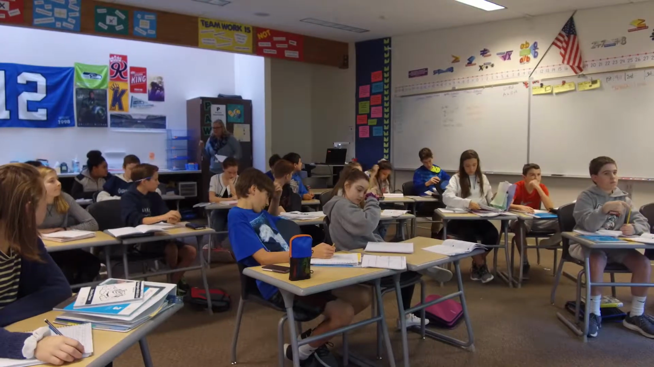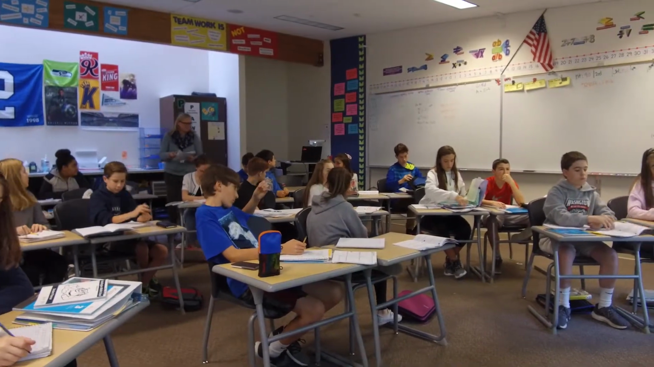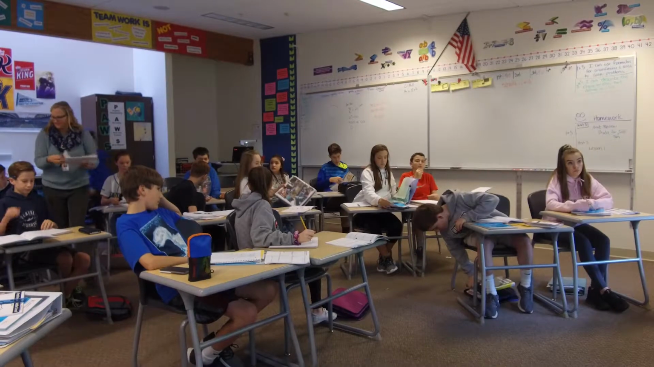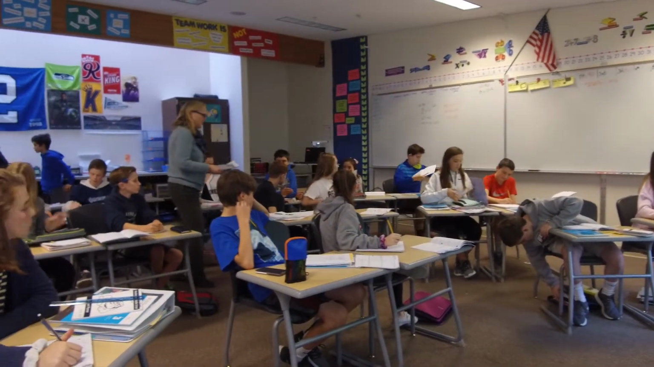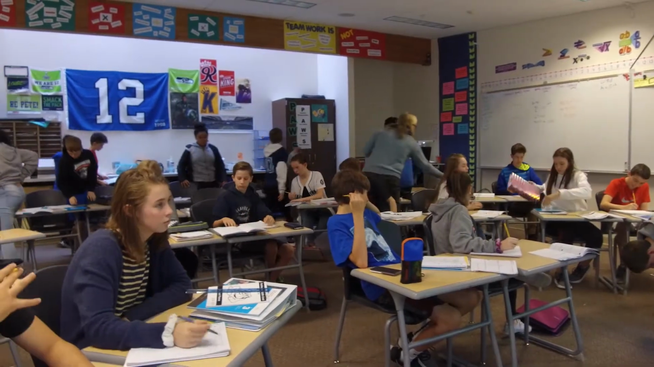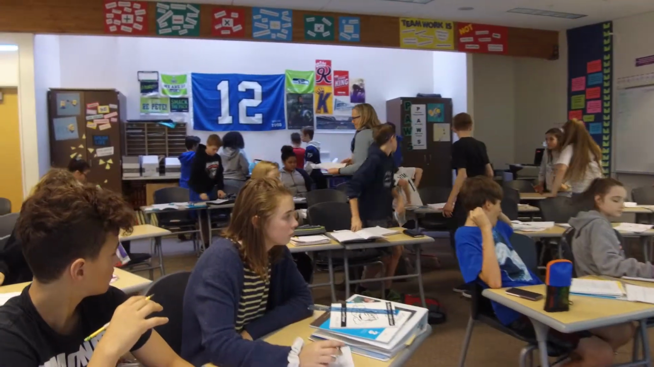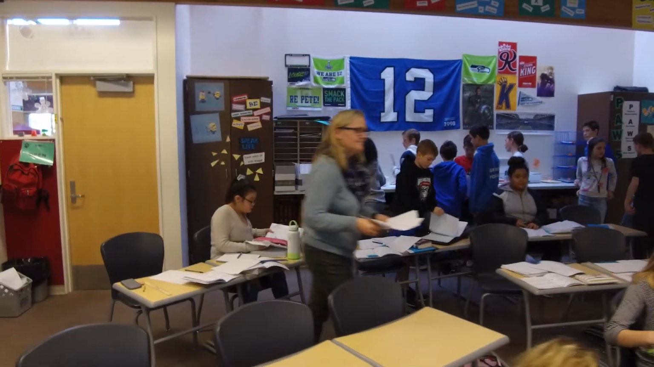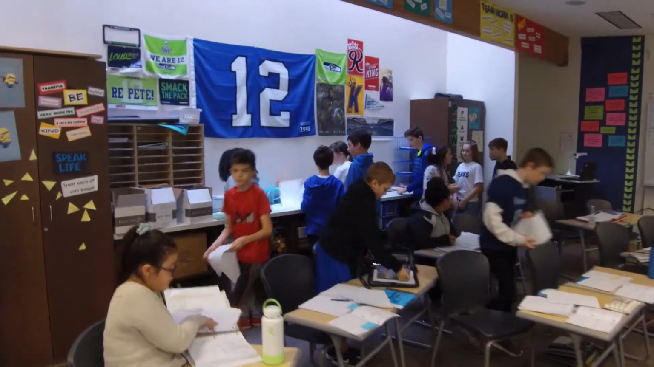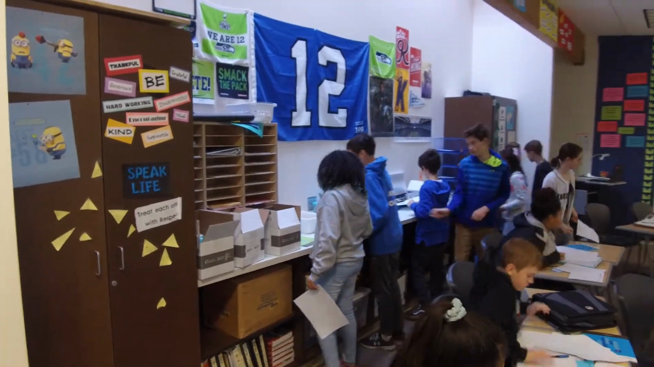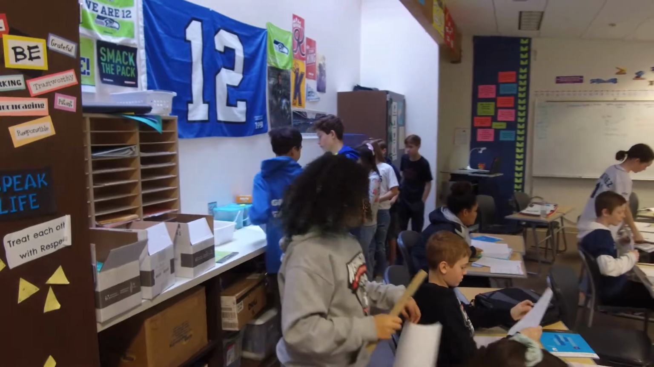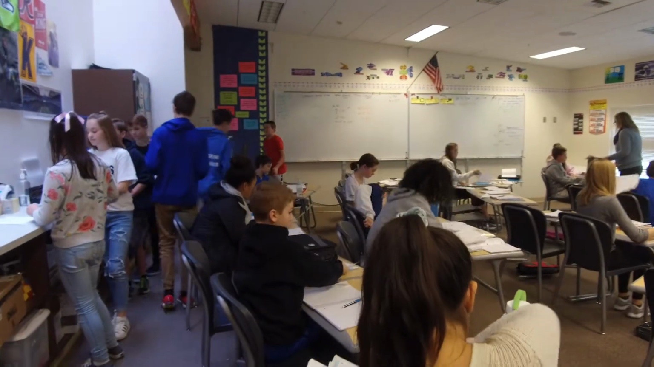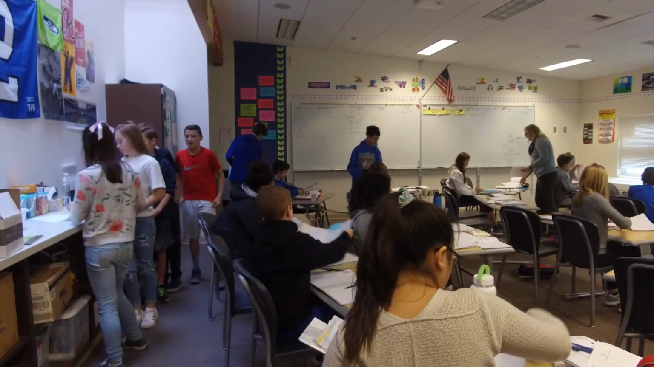So if you need graph paper or a ruler and you're in the back row, would you please go get those supplies? And if you're in the third row and you need graph paper and or a ruler, go ahead and get those supplies. All right, second row. If you need supplies, go ahead and go get them. And front row, if you need supplies, go ahead and go get them.